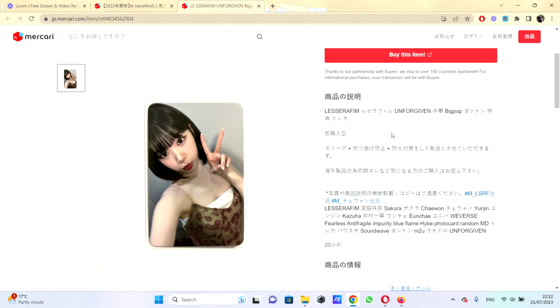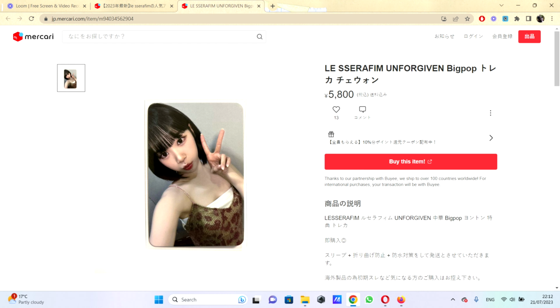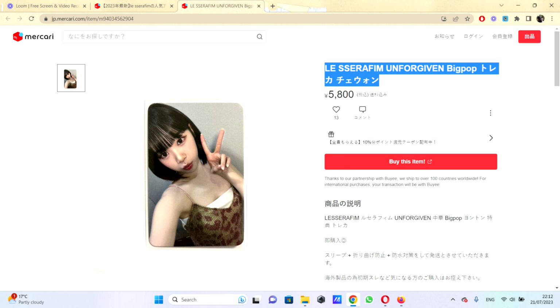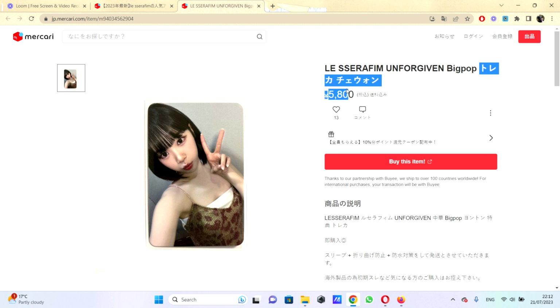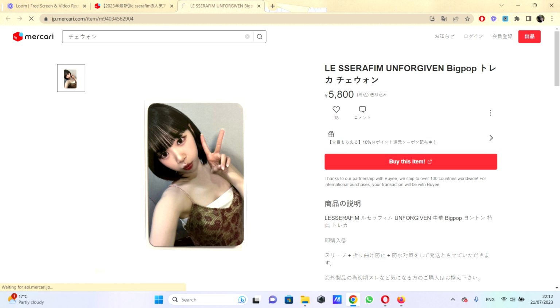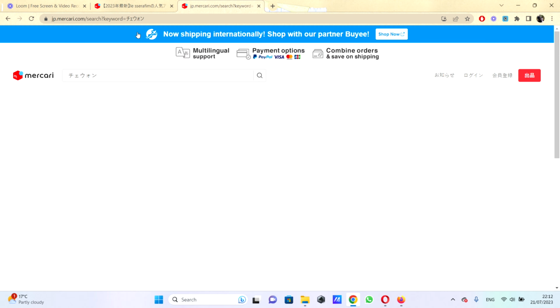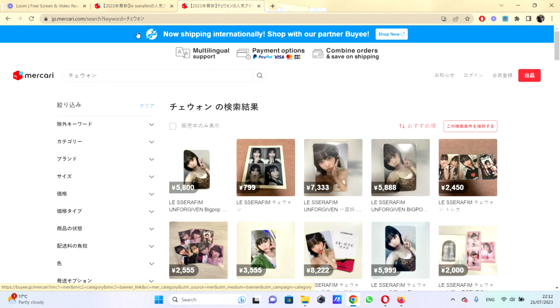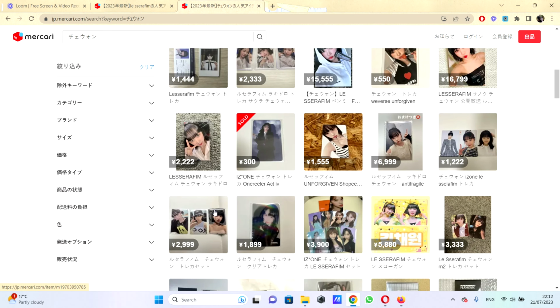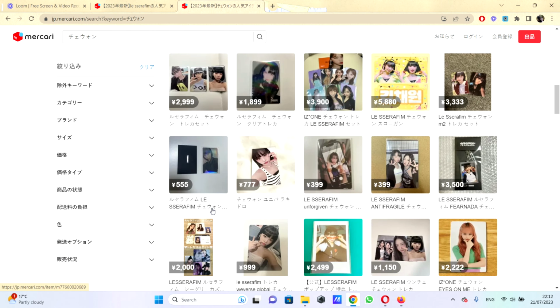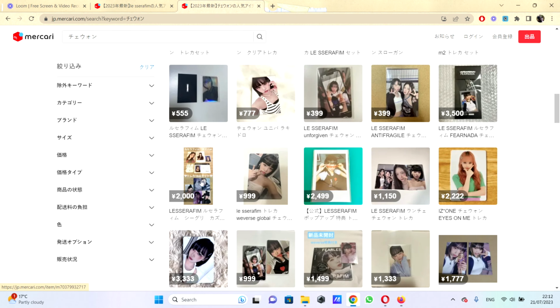And then, well, you don't see any Cheon except here, but it's not in the title. So if we try to translate the title, it comes up Big Pop Trading Card Cheon. So just deducting, this is trading card and this is Cheon. Then we just go and search for Cheon. And because Cheon is a less popular name for idols, usually the only one that comes up is IZ*ONE or Le Seraphim, same person. But let's imagine that we search for someone else.